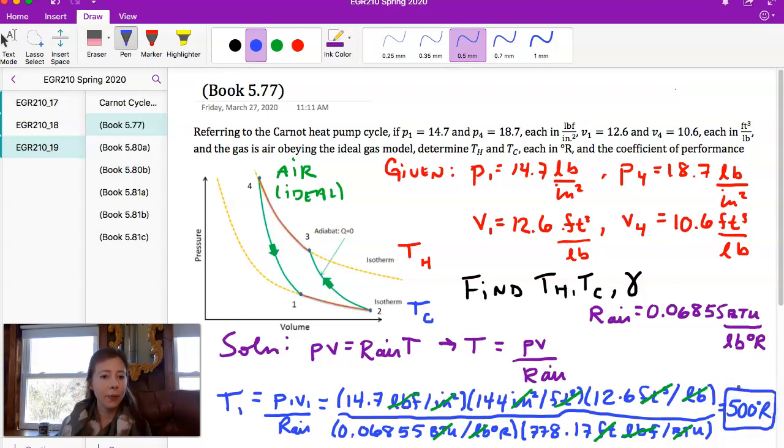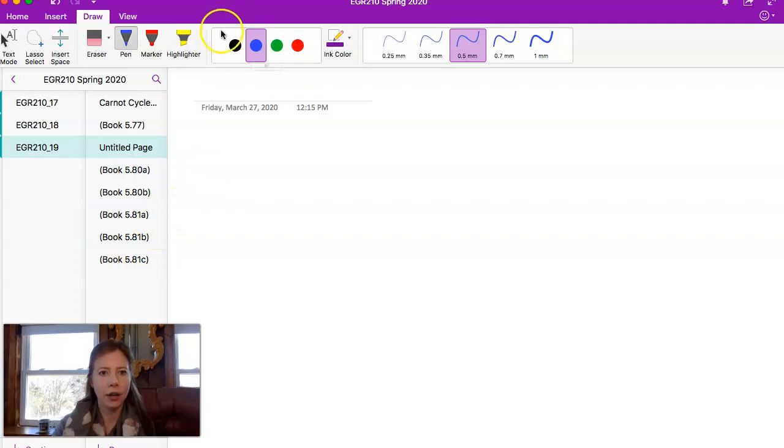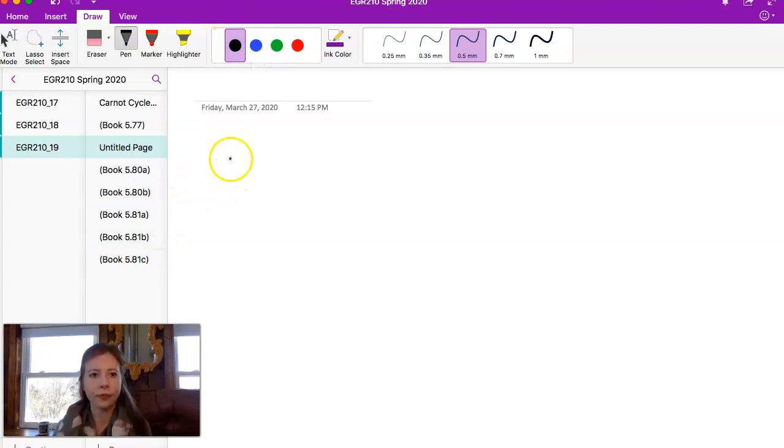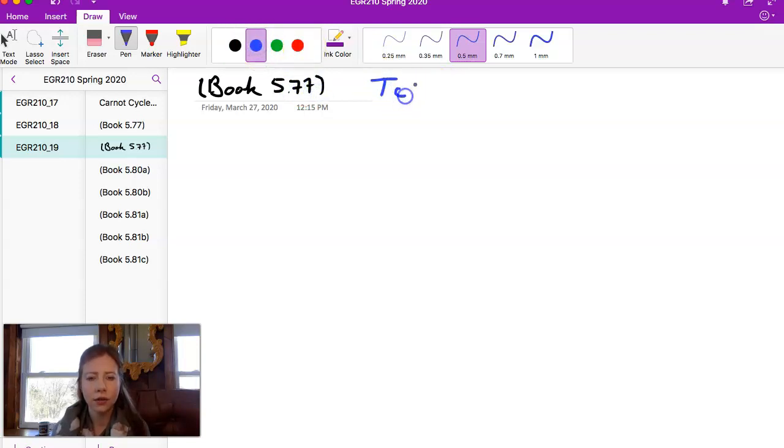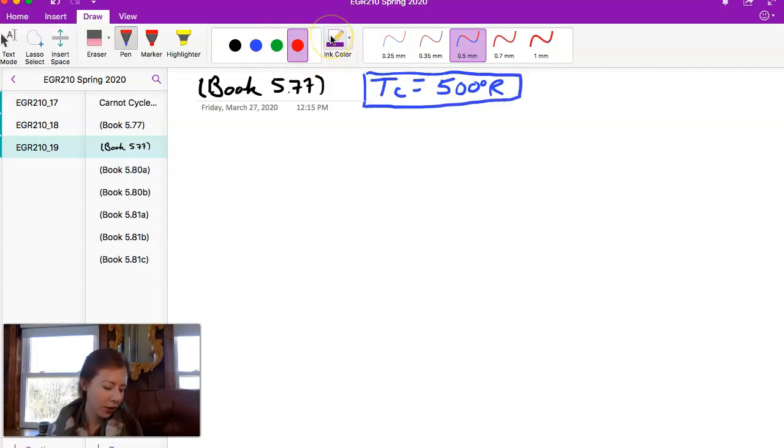Okay, I'm going to open up a new page, and we're going to keep going. So this is still book 5.77. Okay, so far we know TC is 500 degrees R. Now we have to get TH. And TH is going to be equal to T4.